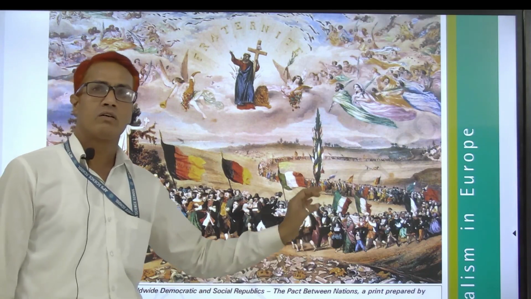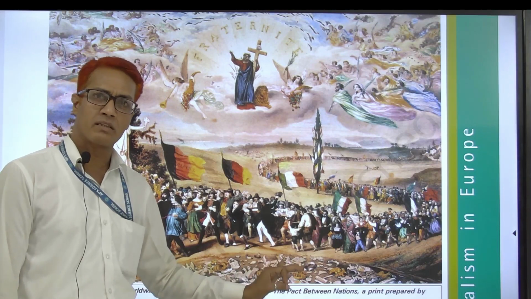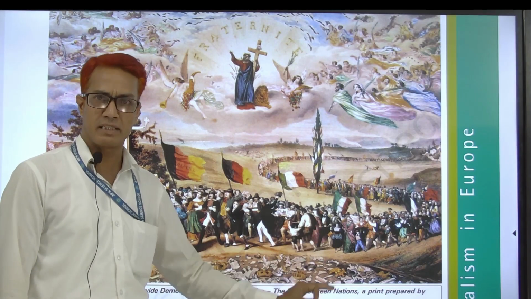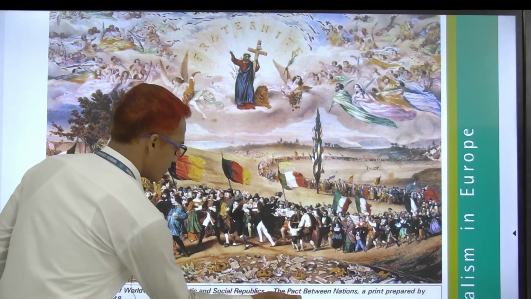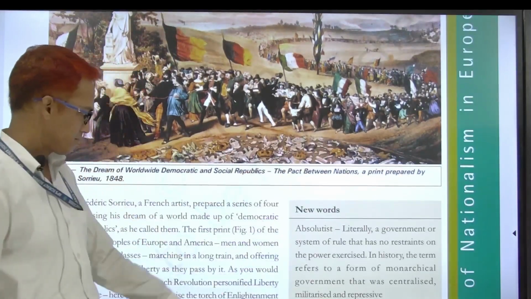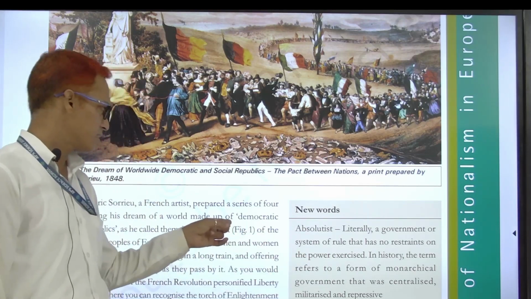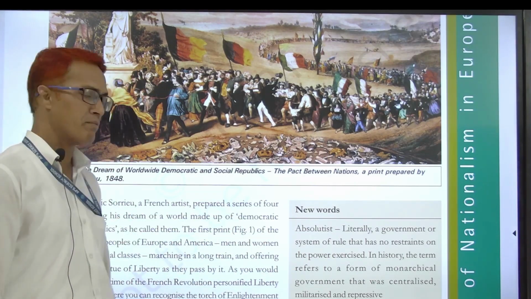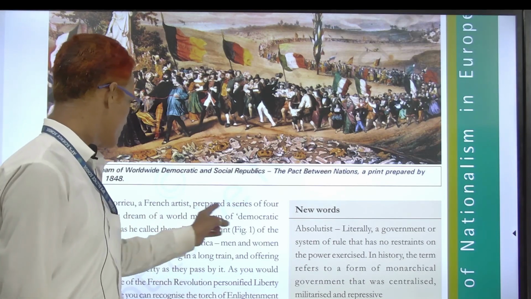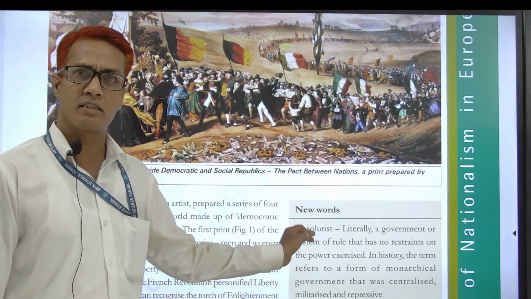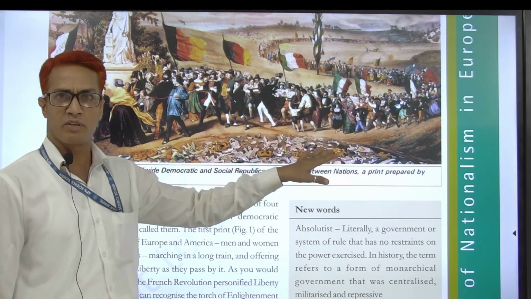a series of four paintings created by the artist, painter Frederick Sorrieu, and the name of this series is given downside. You can see here, Democratic and Social Republics. Frederick Sorrieu was a French artist. He prepared a series of four paintings. The first painting is already given from the first page.